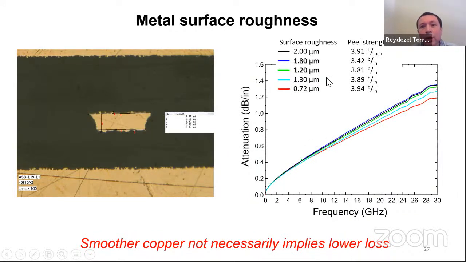the black curve, and then we reduce the profile to almost a smooth profile, and we see that there is a significant difference. So if we are trying to get a better design, we need to pay attention to what type of copper foil we are using to implement our design.